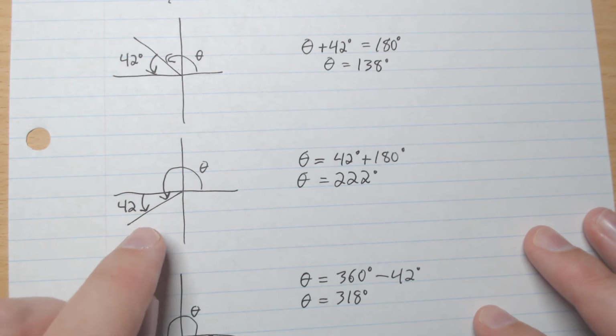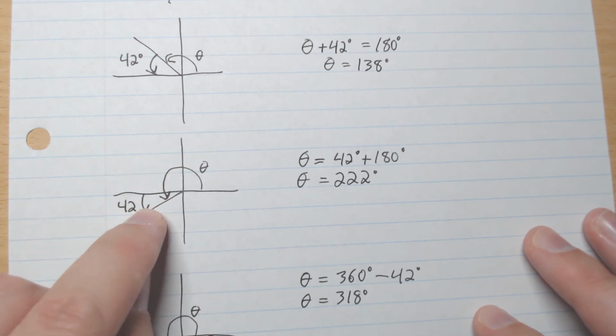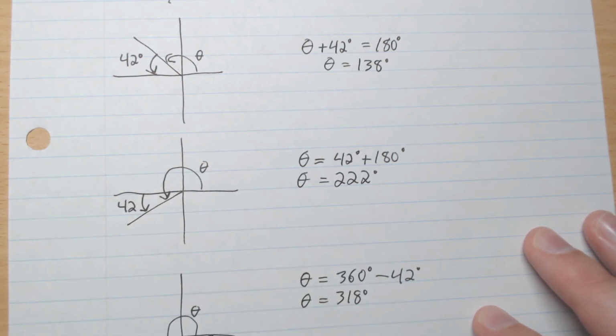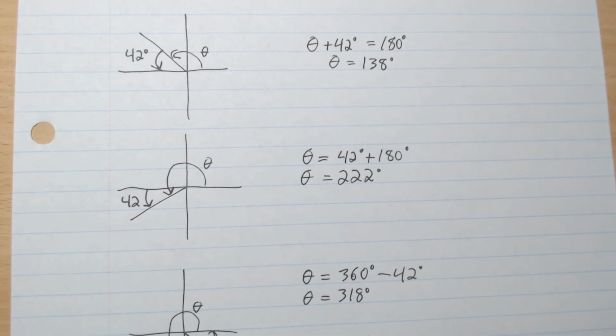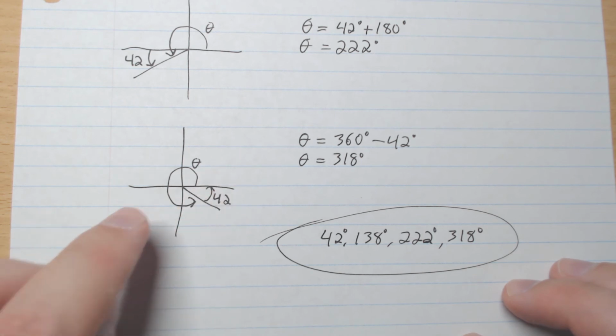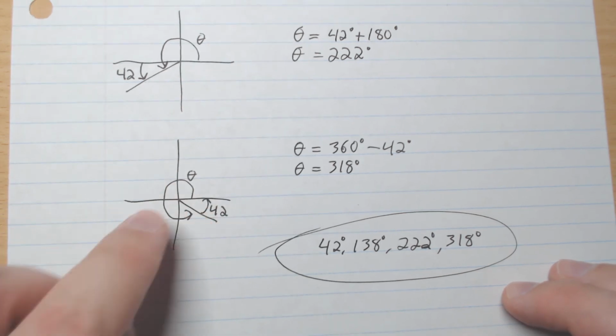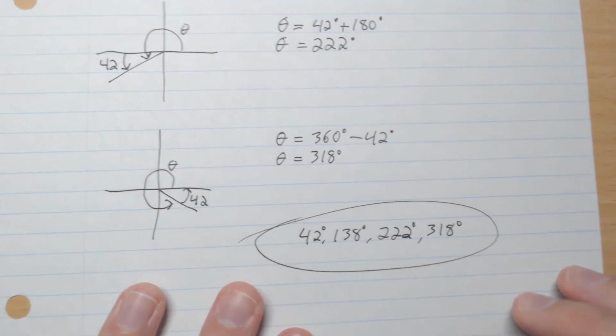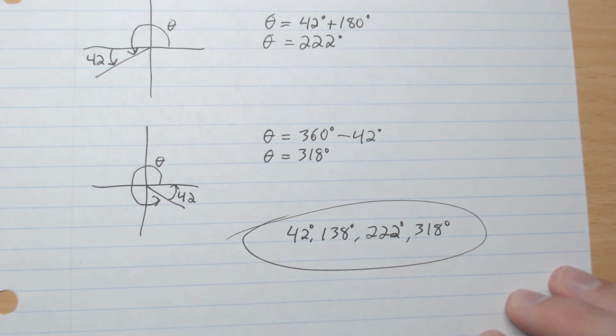Next, we have 180 plus 42 to give theta, and so that's 222 like that. See, this is 42 here, so we have 360 minus 42 gives theta, which is 318. And so these are the 4 angles.